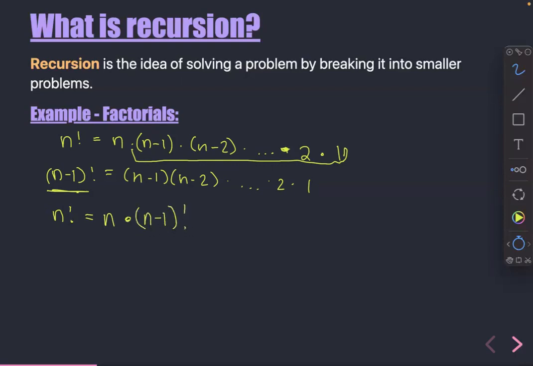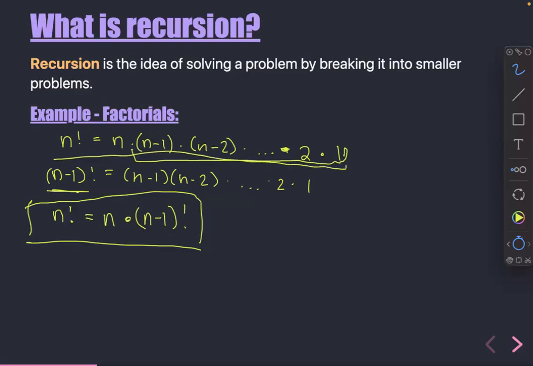So I can actually write n factorial as n times n minus 1 factorial. And the idea is that this is a recursive definition of n factorial, because I'm not fully multiplying it out all the way down. In this example I'm just expressing n factorial in terms of a smaller function. I'm expressing it in terms of n minus 1 factorial times a constant. And so this is the idea of recursion.